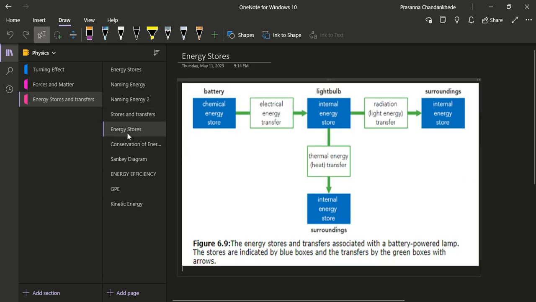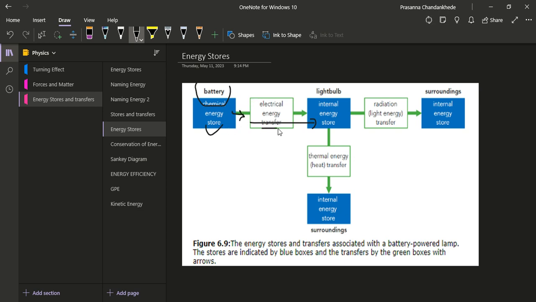Let's go to energy stores. Energy stores are basically how energy is transferred, let's say from a battery to a light bulb. A battery has a chemical energy store. It goes from this to an electrical energy transfer. From this to the light bulb, which is an internal energy store. From here, it goes two ways: radiation, light energy transfer into the surroundings, which has an internal energy store, and the second, thermal energy, heat transfer into the internal energy store.